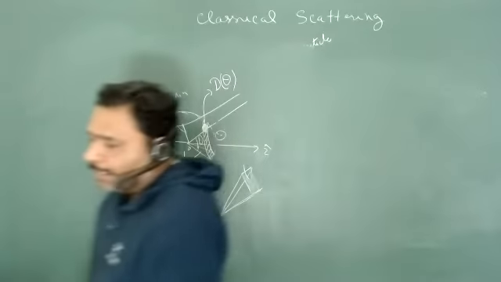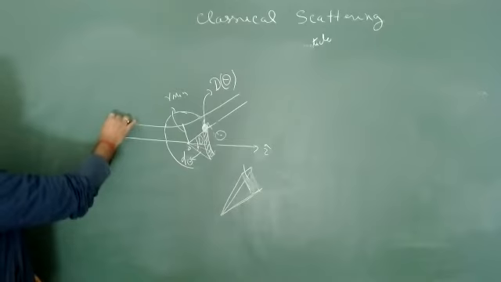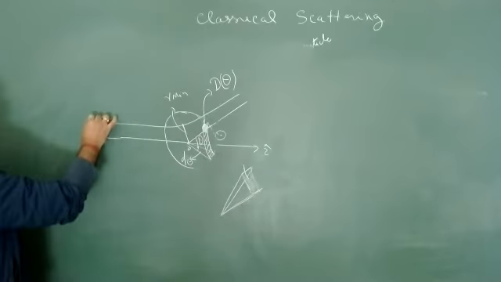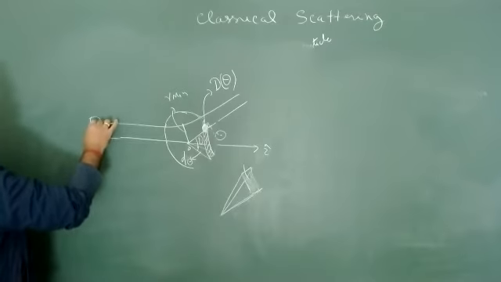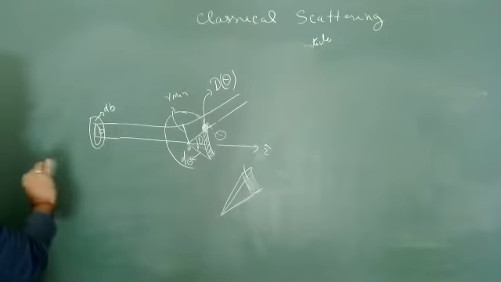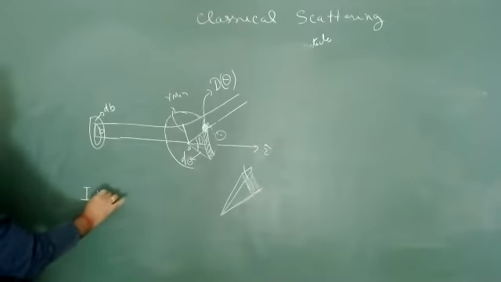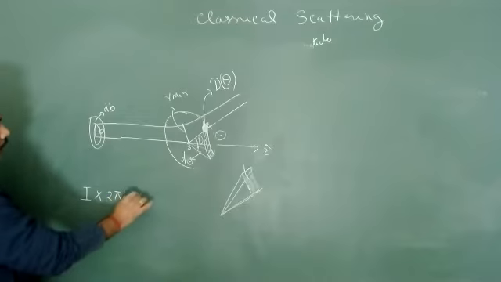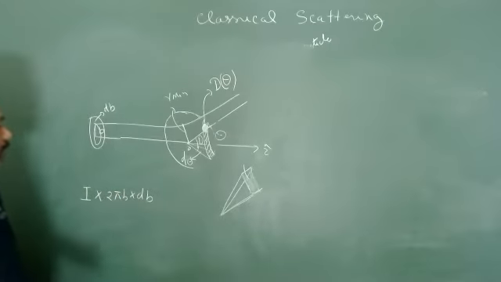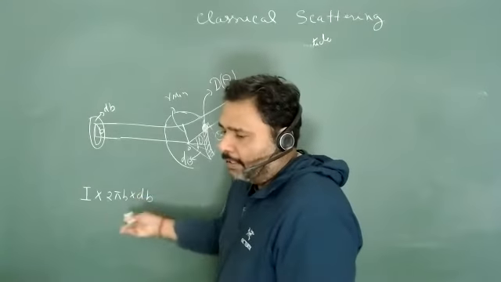So let's go for conservation of number of particles. Initially, we are sending the particles from some area, and this area can be from this ring, and this ring has width dB. So what will be the incoming particles? The incoming particles are the incident intensity into 2 pi b into dB. This is the number of particles per unit time, isn't it? Yes, sir.